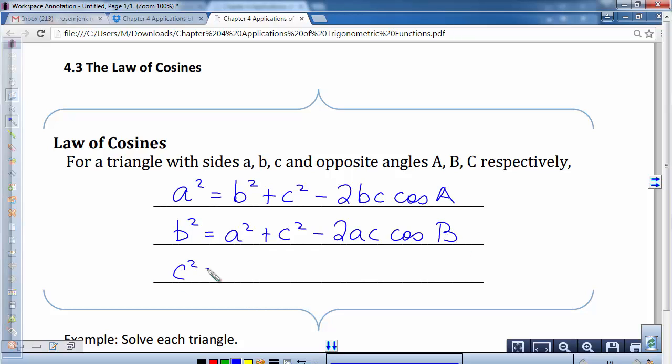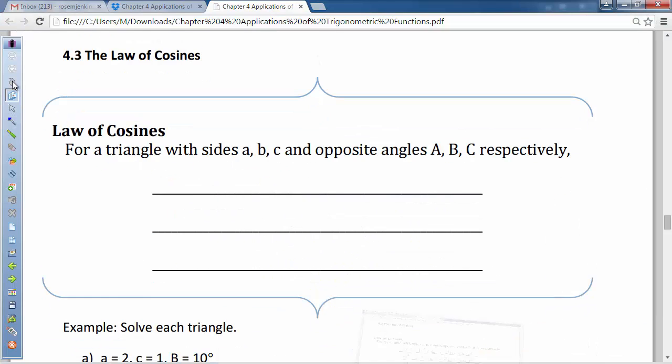Or C squared equals A squared plus B squared minus 2AB cosine C. Okay, so on the formula sheet, you might see only one form of this law of cosines formula written, but you should be able to write it in terms of any side and angle. Okay, so let's see how we're going to apply the law of cosines.